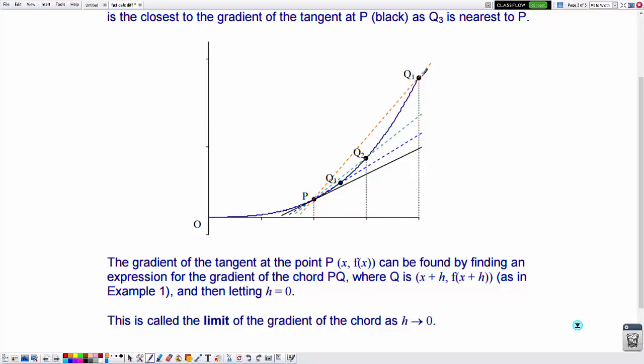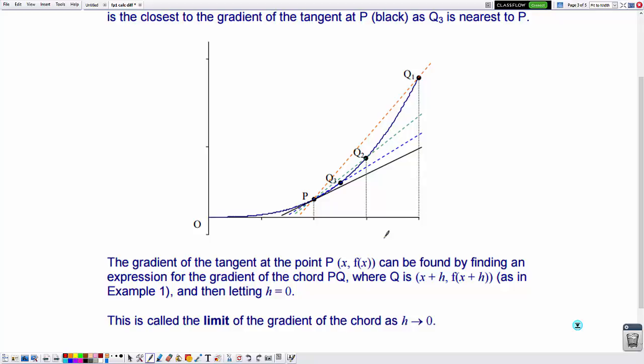So if we take any Q1, for any gap h, then we can work out this coordinate, and then we can work out the gradient of this line joining P and Q1 for some fixed value of h. Well, that's an estimate. That orange line is an estimate, but can we make a better estimate? If we make this point Q1 closer to P, so let's make it Q2, and then we do the gradient of that chord joining Q2 and P, that's an even better estimate of the gradient of the tangent.